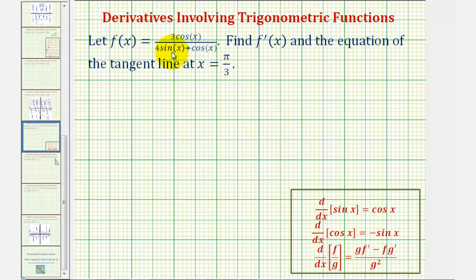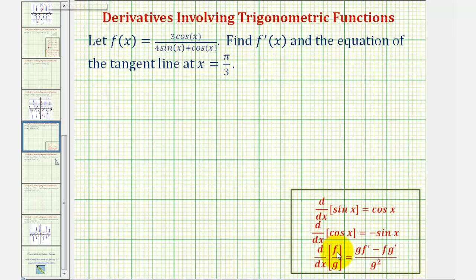We're given f of x equals 3 cosine x divided by the quantity 4 sine x plus cosine x. We want to find f prime of x, the derivative function, and the equation of the tangent line at x equals pi divided by 3. Because our function is a quotient, and this quotient's not going to simplify, we'll have to apply the quotient rule to find the derivative function.